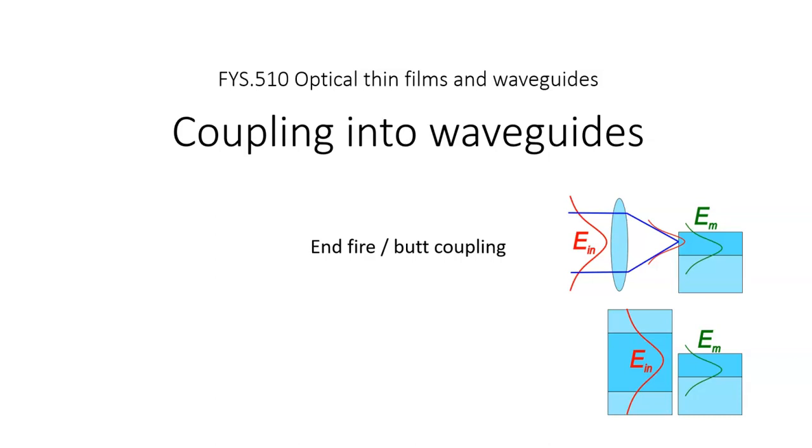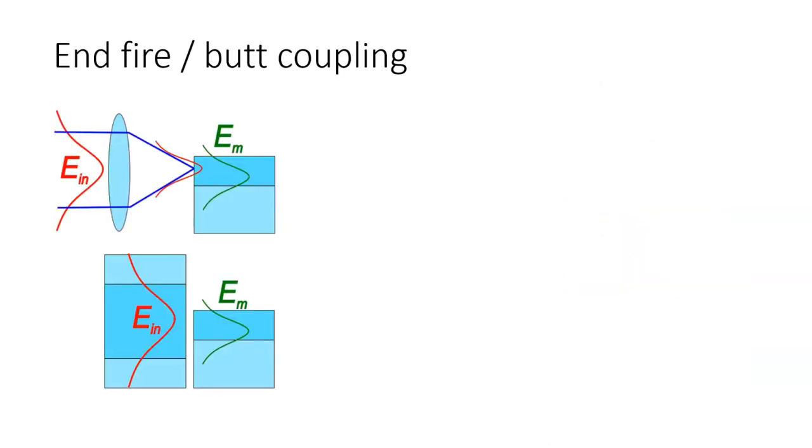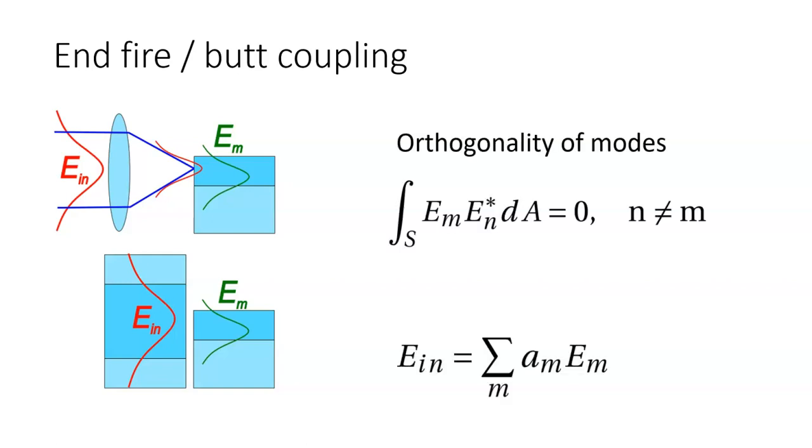Now we are interested in how much of the incident light couples to the modes of the waveguide and what other conditions we might need to consider. The waveguide modes are orthogonal, and this means that the following integral holds. Intuitively, we can understand this condition by examining the field profiles.